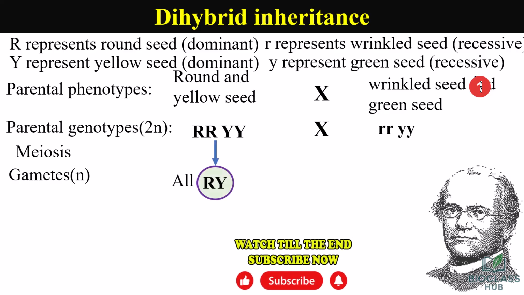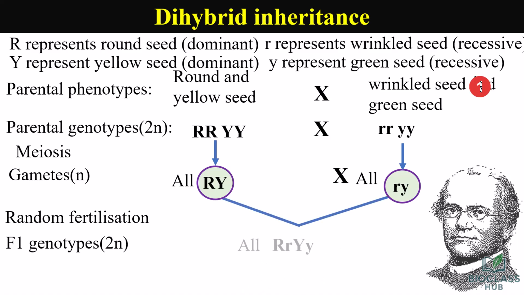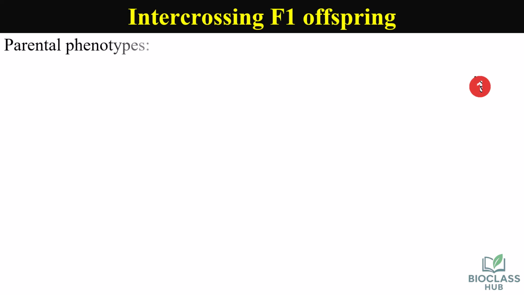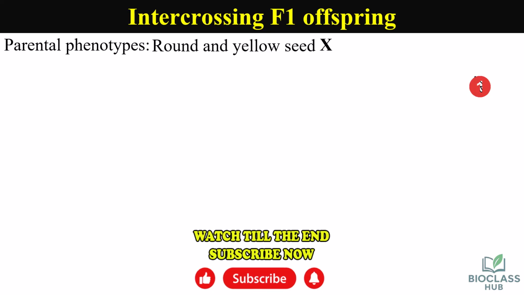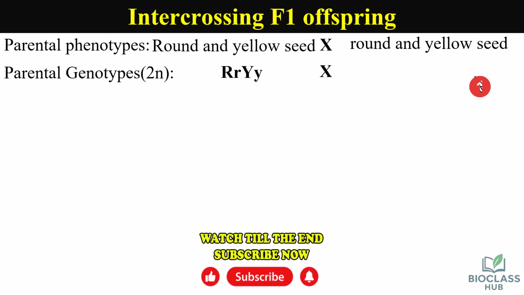Random fertilization forms the F1 genotypes. F1 physical appearance: all round and yellow. Let us self-intercross the F1 genotype to obtain the second filial generation. Parental phenotypes: plants with round and yellow seeds crossed with plants that have round and yellow seeds. Parental genotypes: heterozygotes with heterozygotes from the F1 generation.